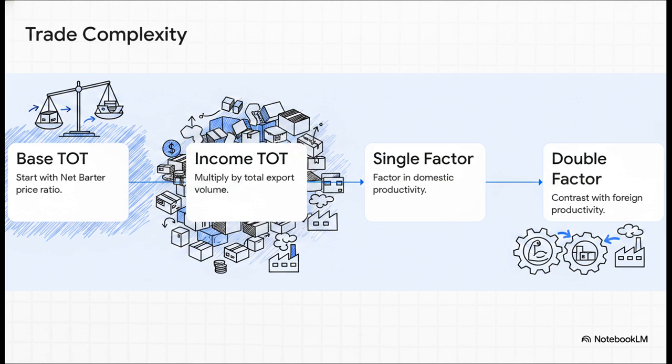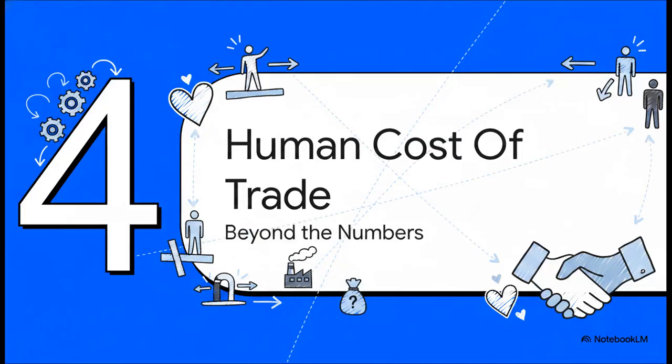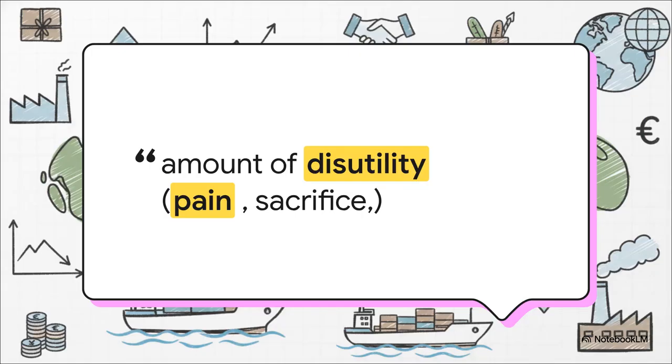Finally, the double factorial terms of trade balances the whole equation by contrasting our domestic productivity directly against the productivity of the foreign export industry. Which brings us to Section 4, the human cost of trade, beyond the numbers. Now, this is a surprising pivot in macroeconomic math.